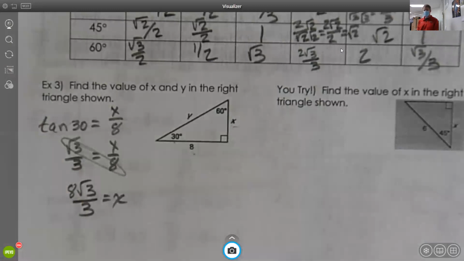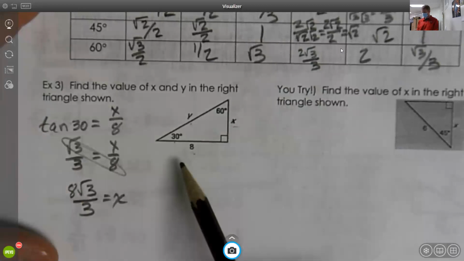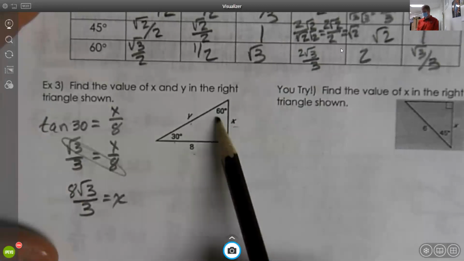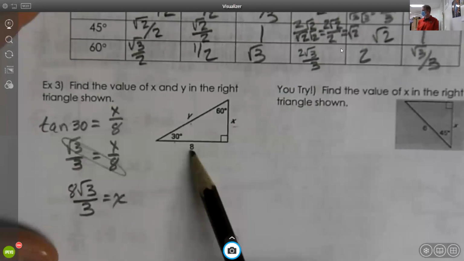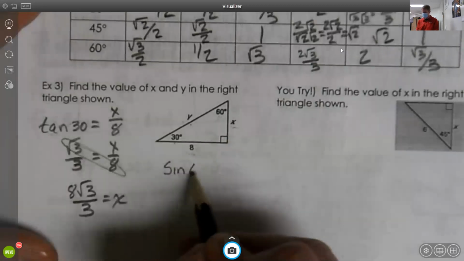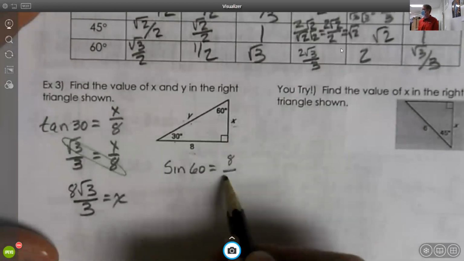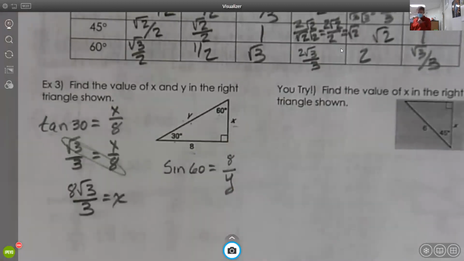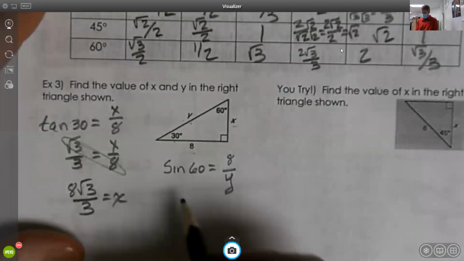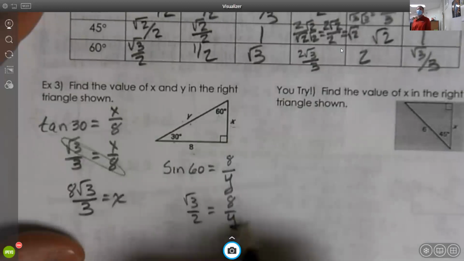Okay, so now we're going to look for y. You can go from any of the angles you want, it doesn't matter. So if you want to go from the 60 this time, you'd probably use your 8, the value they gave you. So from 60, that's the opposite and the hypotenuse. So now we're talking about the sine of 60 equals the opposite side over the hypotenuse. We know that the sine of 60, if you look down at your chart, is root 3 over 2, equals 8 over y.